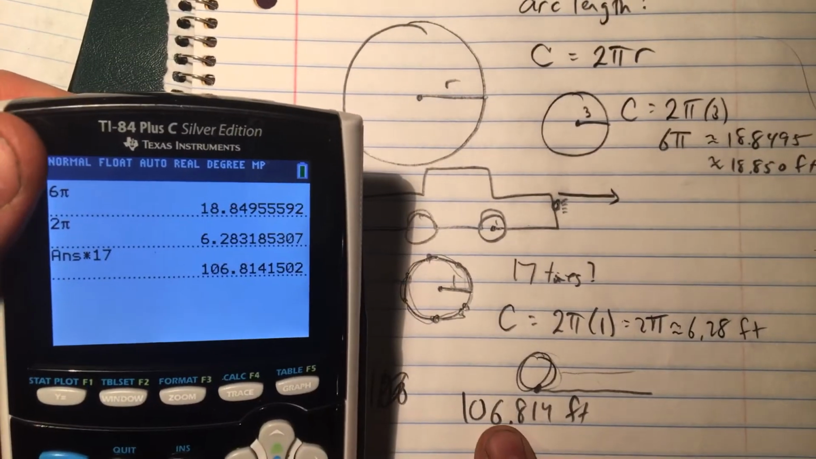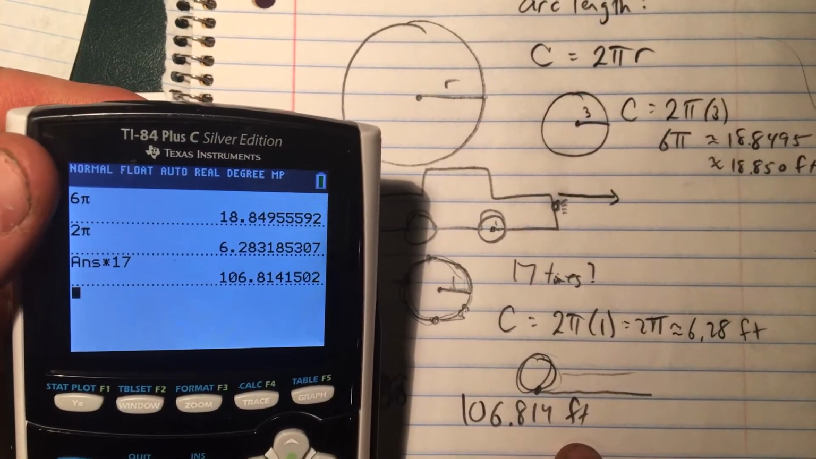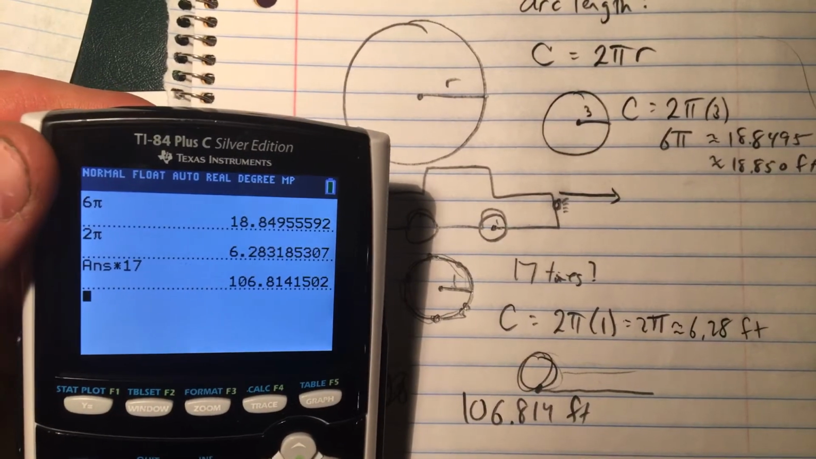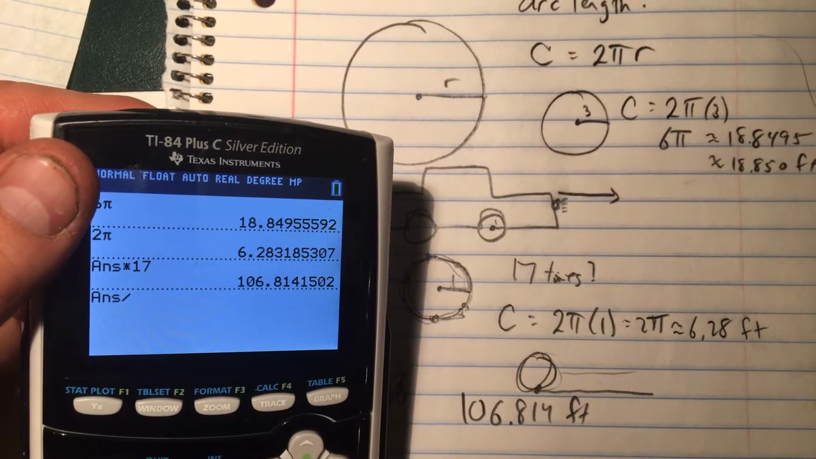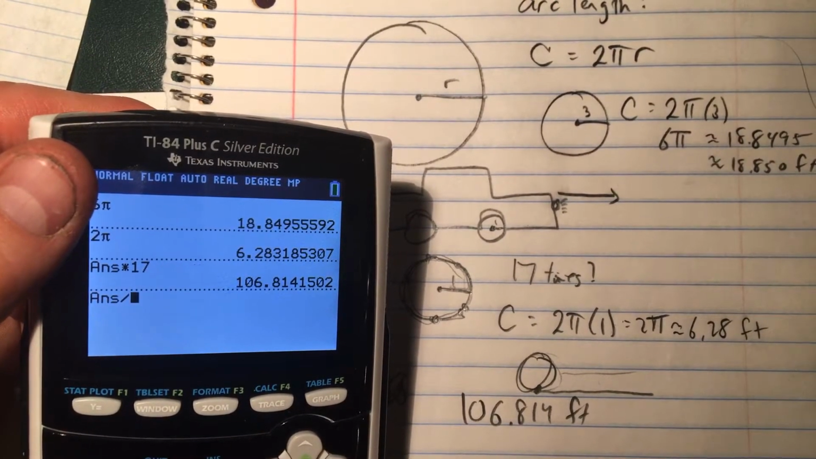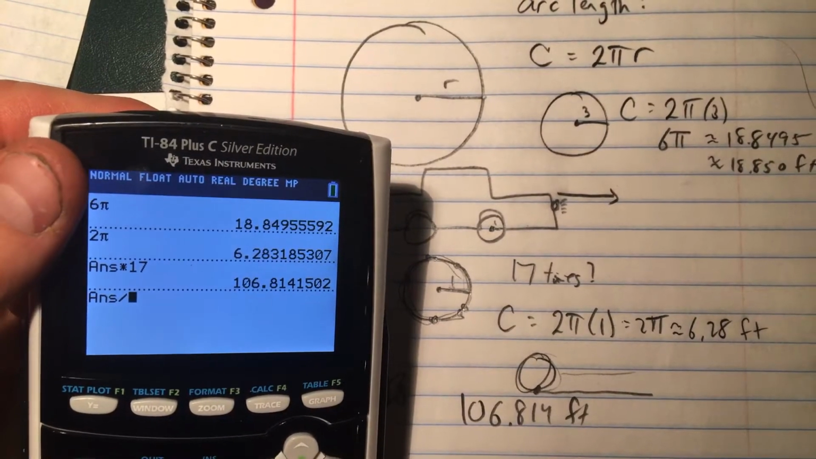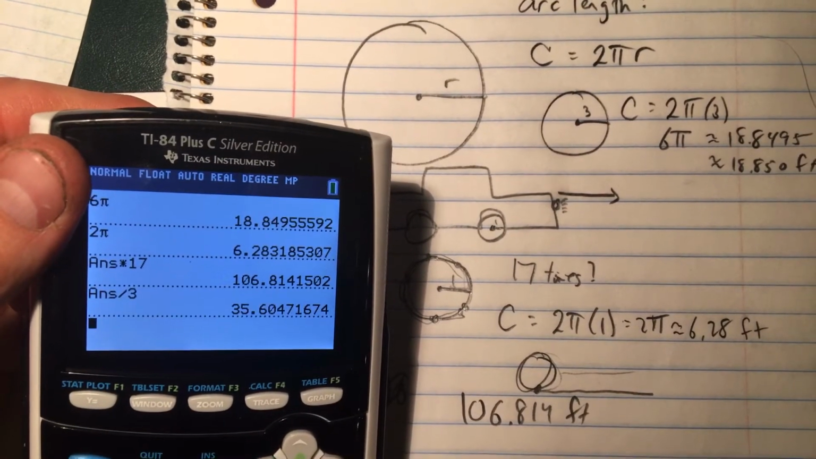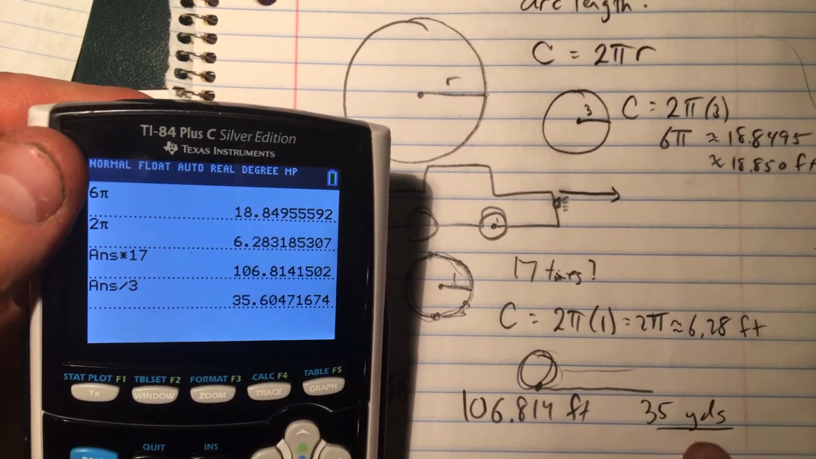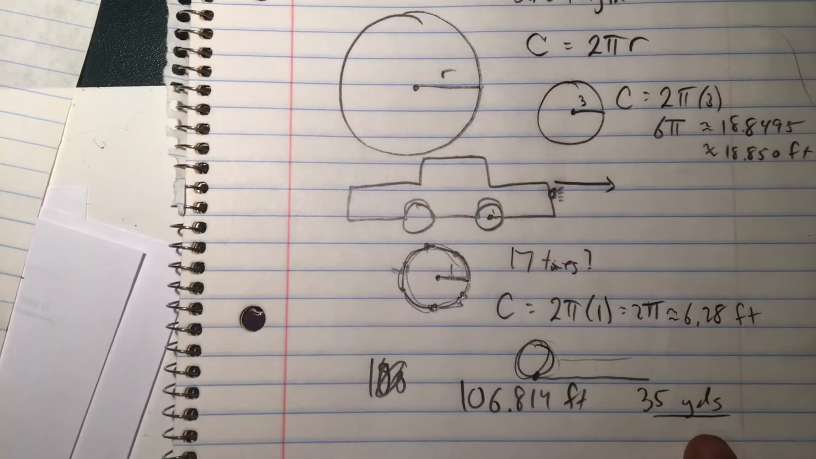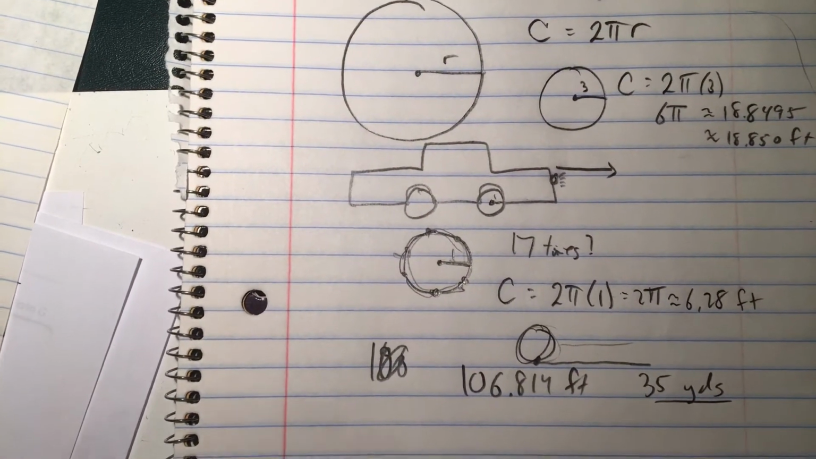How many yards is that? Well, we could divide that by how many feet are in a yard. That's right, 3. So I divide by 3, and we went about 35 yards, which is about the distance of a 35-yard field goal. That's kind of interesting.